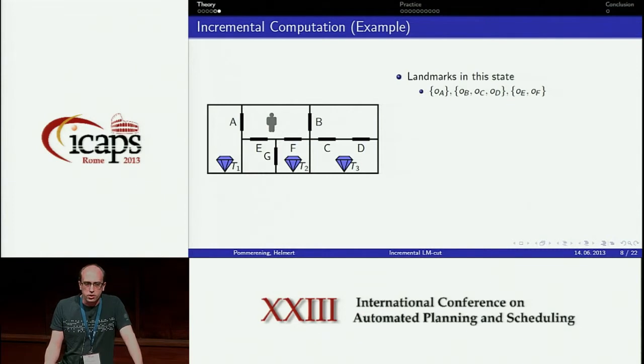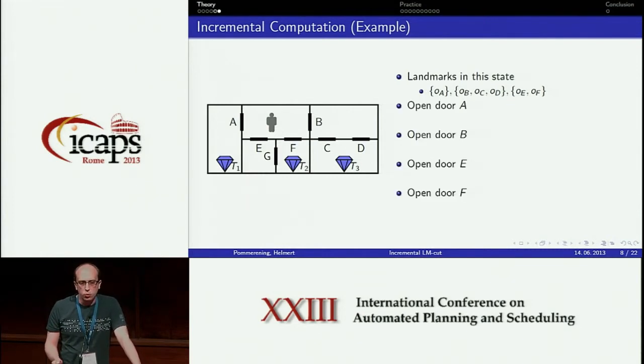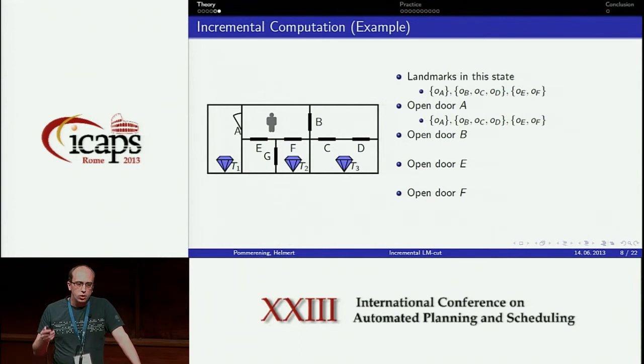Let me go back to the example. In this state, we have 4 successors. We can open each of the doors A, B, E, and F. If we open door A, we copy all the landmarks and remove the one that contained the operator we just applied, and in this case, even if we return the cost of opening door A to the operator, we won't find a new landmark.